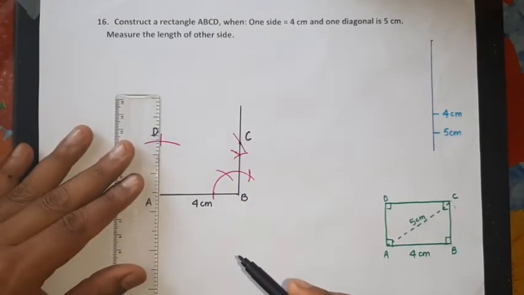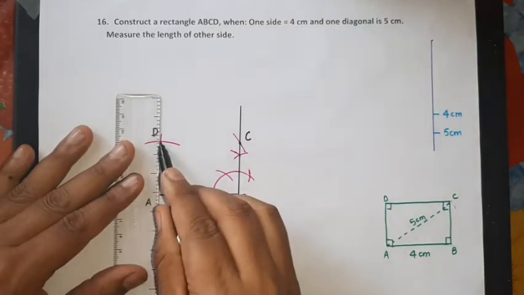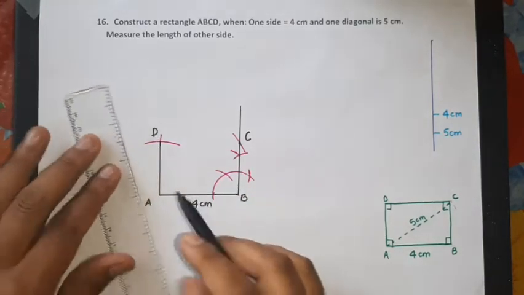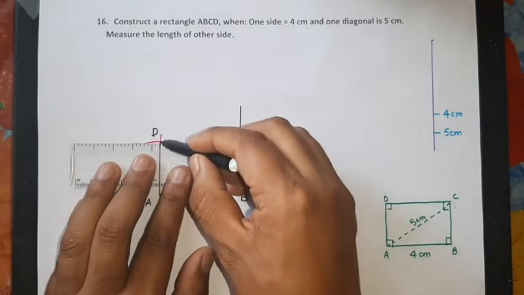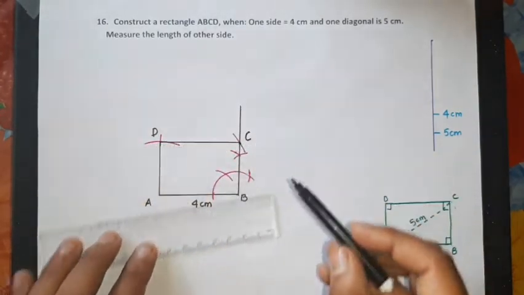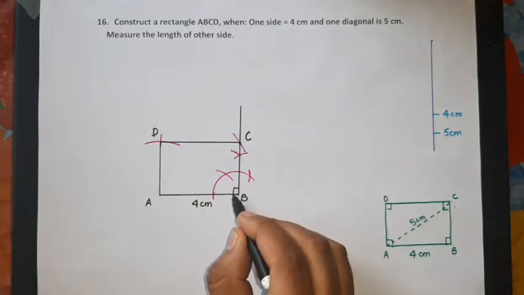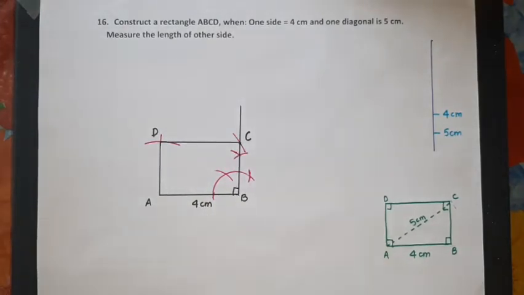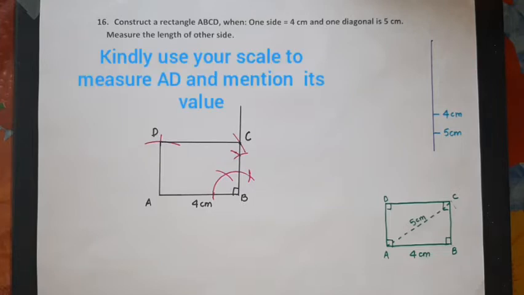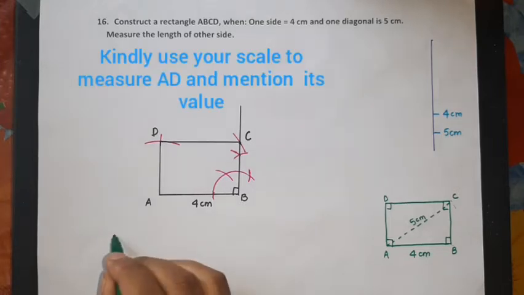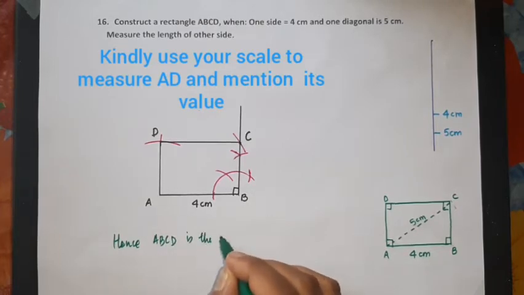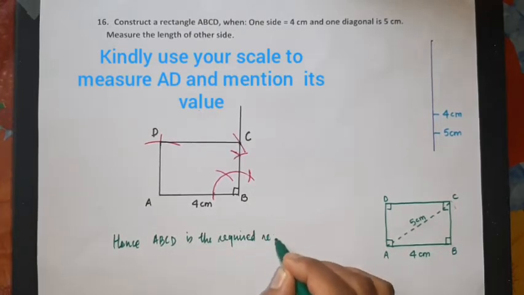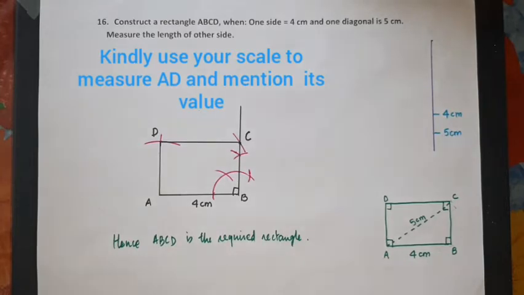And let me join ABCD. So I have joined it in order to get a rectangle, right? So this is 90 degree and we see that this is nothing but a rectangle. So at last we'll write the construction steps. Pause the video to note down.